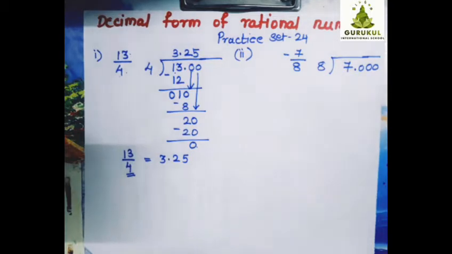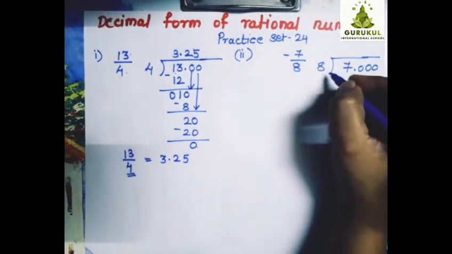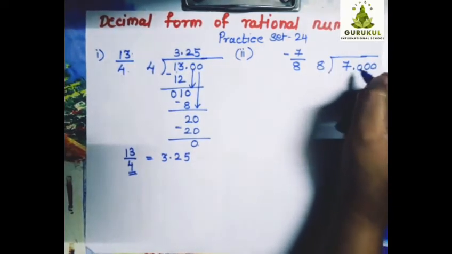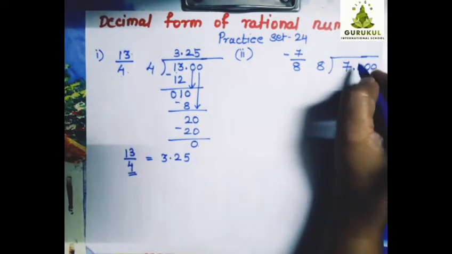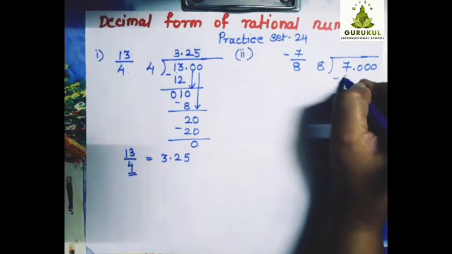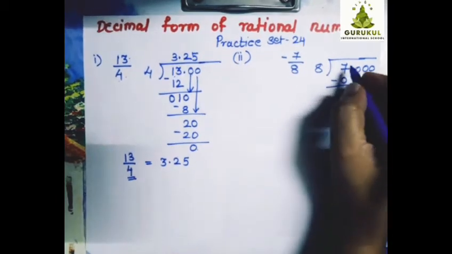Now we have to start the division. As you know, this 7 is less than 8, which means you cannot divide 7 by 8. So what we have to do is take the first dividend as a 0.